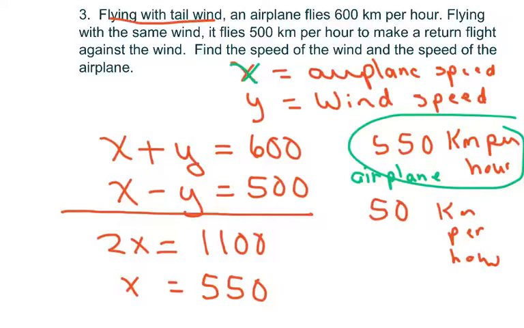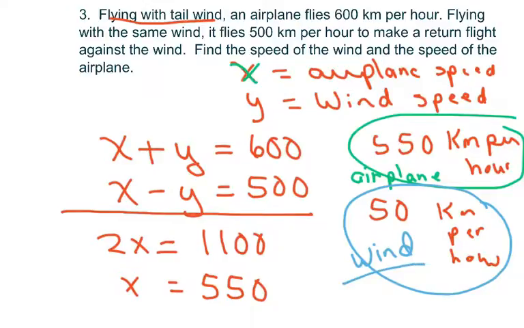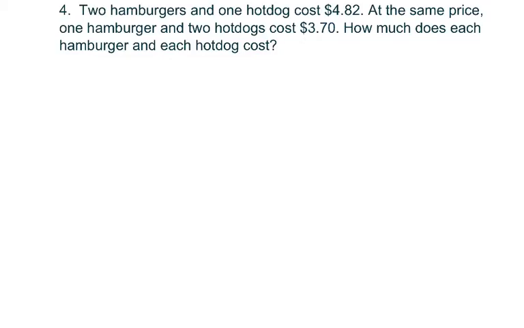And this is your wind speed. So that's kind of how against the current with the current works. Okay, the next one is if 2 hamburgers and 1 hot dog cost $4.82, and at the same price, 1 hamburger and 2 hot dogs cost $3.70. So how much does each cost?